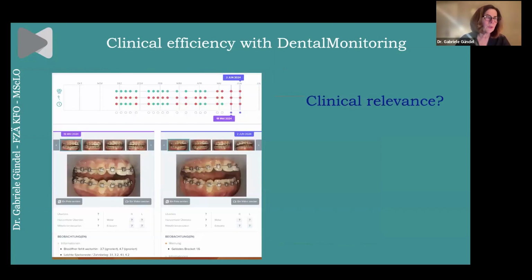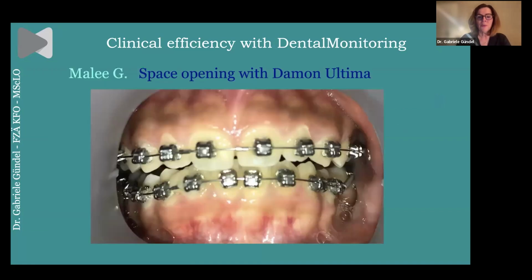How nice to know that this bracket here, look at this, is lost. It's from the 19th May to the 2nd of June, lost of this bracket. We need this bracket. We need the expansion, the rotation of the upper molar. So yes, the patient has to come as soon as possible for this rebonding. We should not wait 6 weeks.